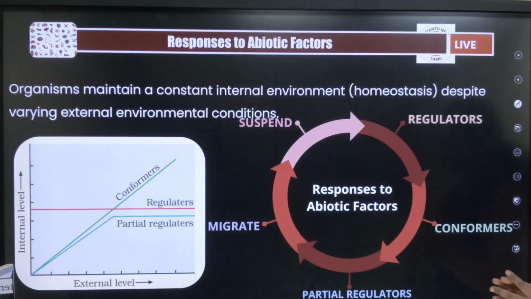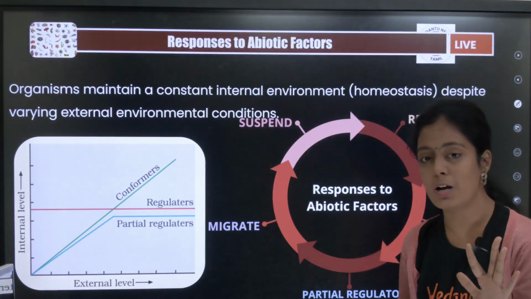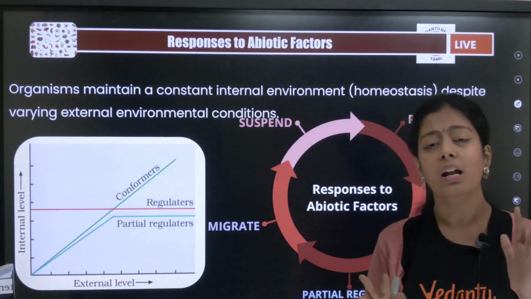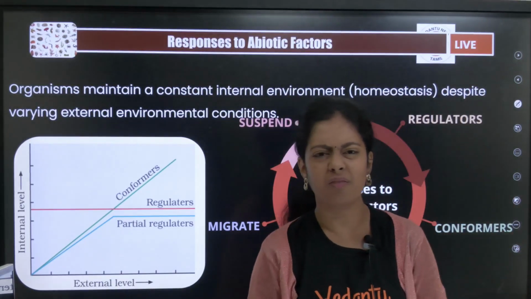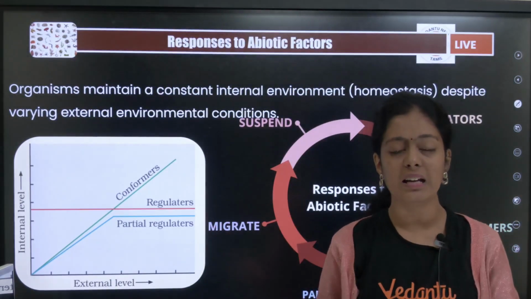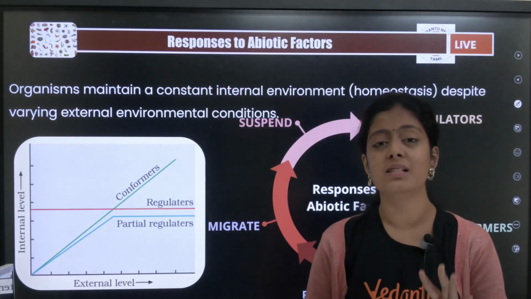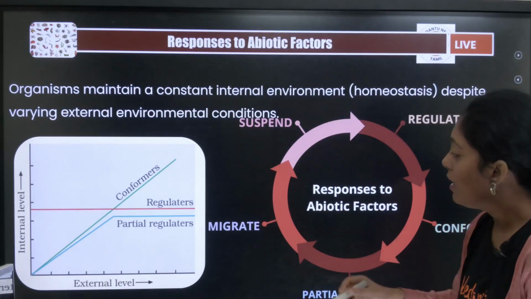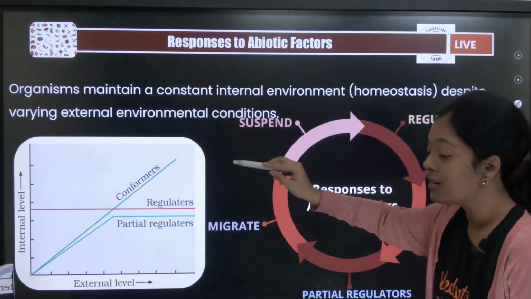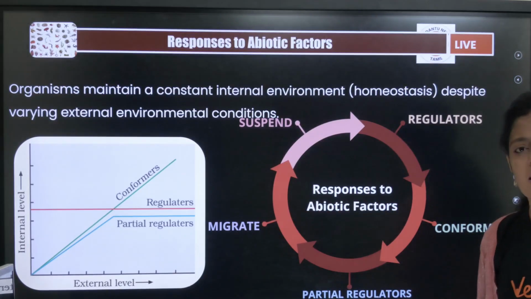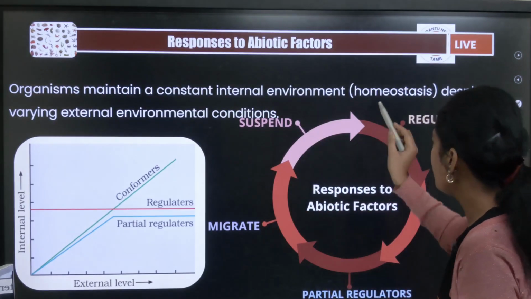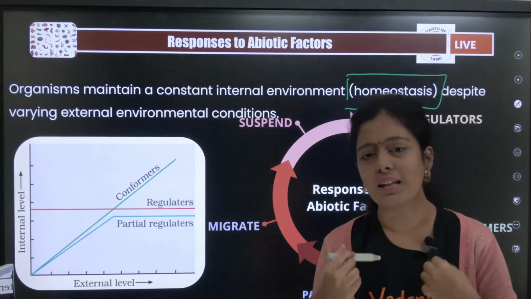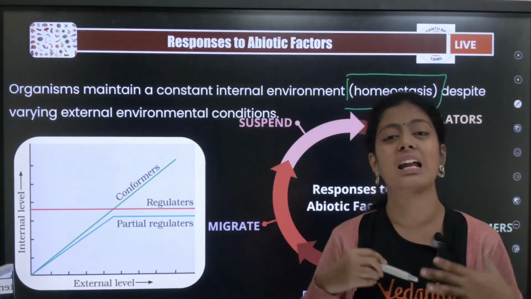So the 4 abiotic factors can be asked as a 5-mark question: What are the abiotic factors and how do they determine? Okay, now based on the abiotic factors, my abiotic factors keep changing. Based on that, organisms are classified into 3 different types, children. One is conformers, another is regulators, another is partial regulators. Why does this happen, ma'am? There is something called homeostasis, children. Homeostasis is nothing but a constant internal environment.